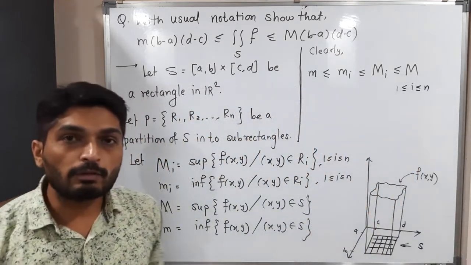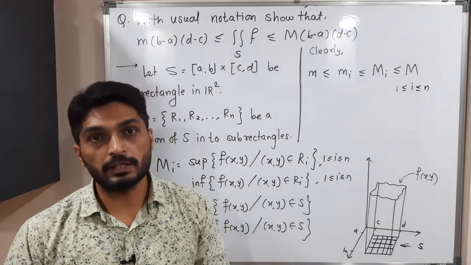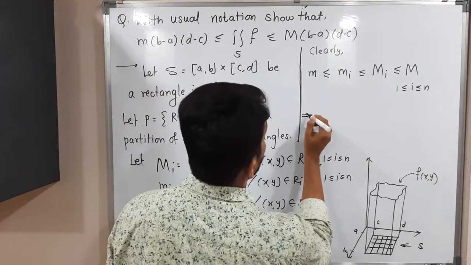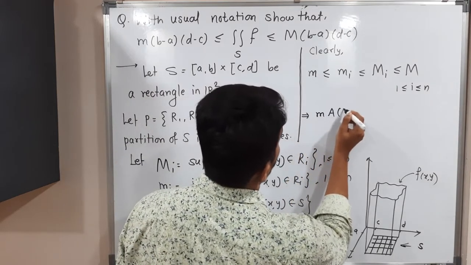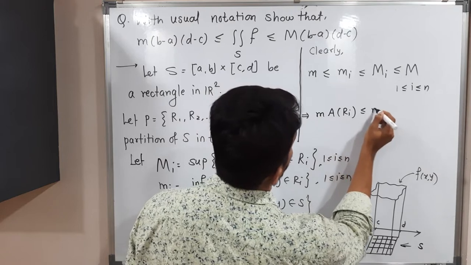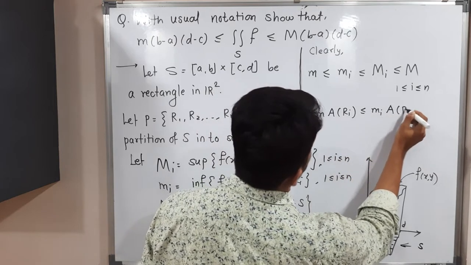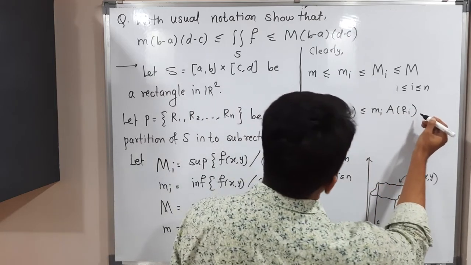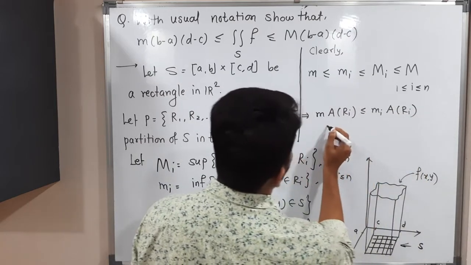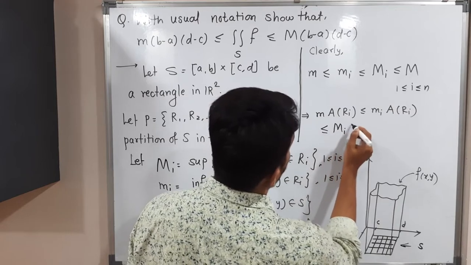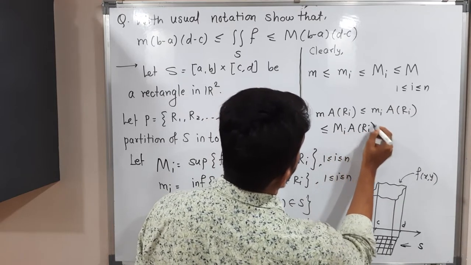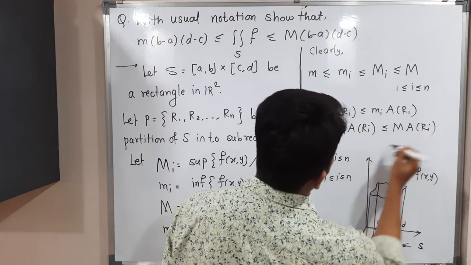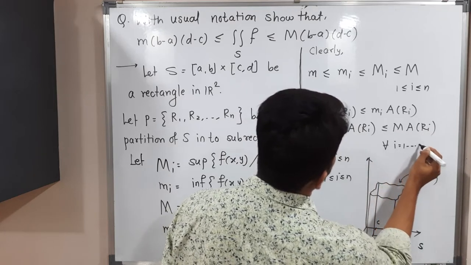After that, what will I do? I will multiply all sides of this inequality by the area of Ri. Let me multiply both sides. So m area of Ri is less than or equal to mi area of Ri. See, it's a positive real number. The area cannot be negative, cannot be 0. So that's why, yes, the same inequality will be maintained. Capital Mi area of Ri, and this is less than or equal to capital M area of Ri, and this is true for all i running from 1 to n.